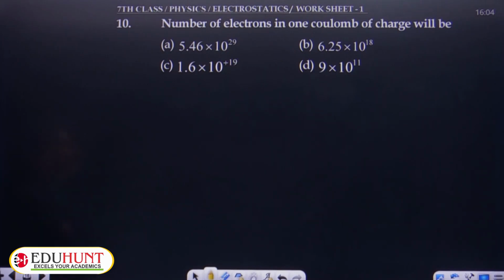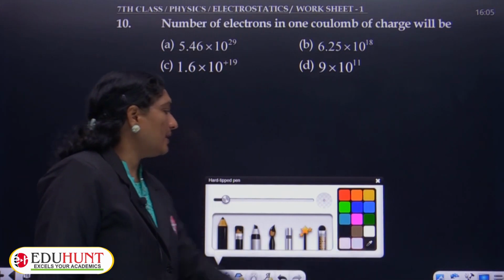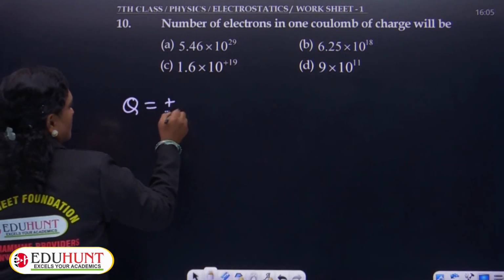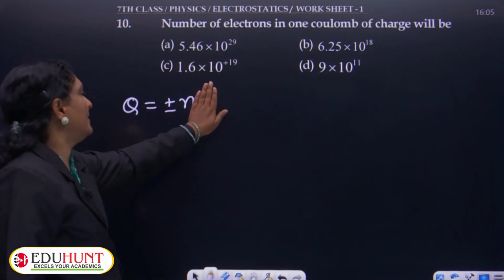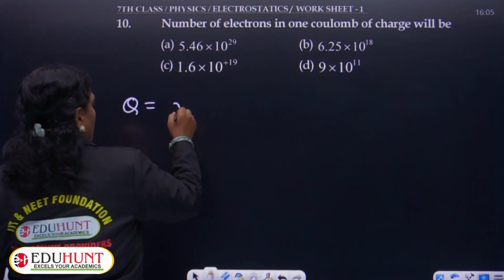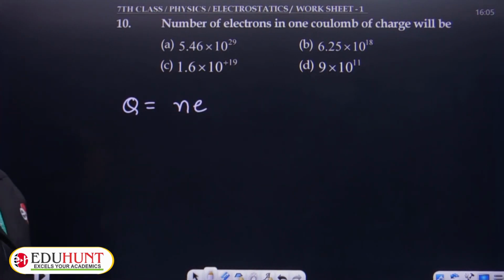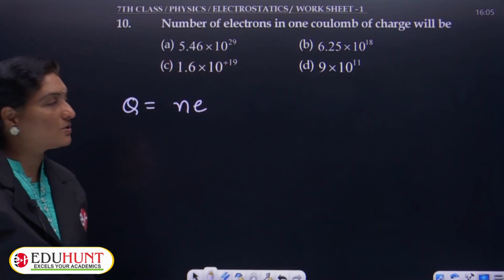The number of electrons in 1 coulomb of charge will be. So what is there? So, number of electrons. We know the formula for Q is equal to plus or minus Ne. Here, magnitude is only considered, so you need not consider its sign. So, Q is equal to Ne. They didn't indicate any plus or minus symbol, simply Q is equal to Ne.